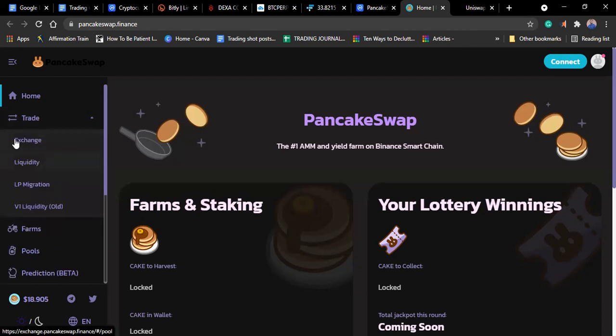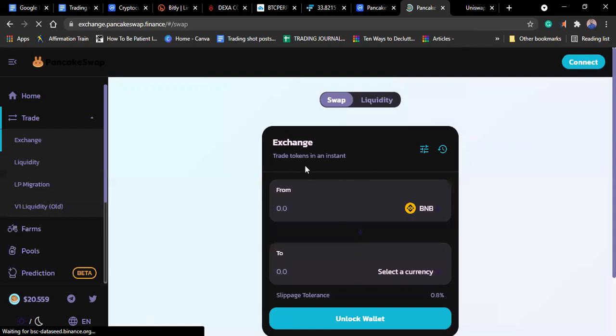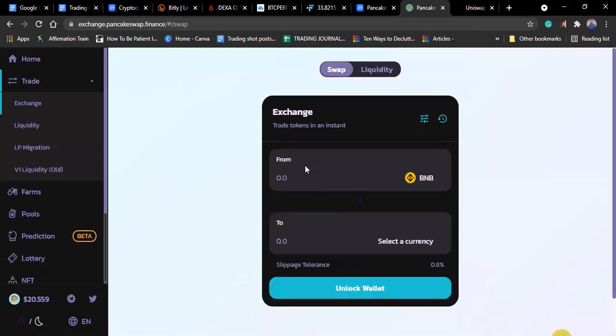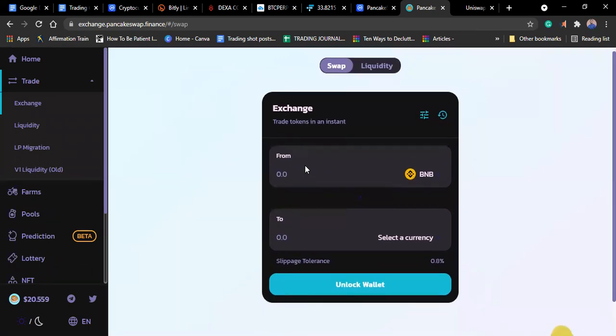Then under trade, you can go to the exchange. You can provide liquidity, pool migration, but exchange and liquidity are the two main things people do on that trade. So you click on exchange, and you can see that it looks similar to the last one we're coming from. It looks similar to Uniswap. Why? Because like I said, it's a fork or a copy of Uniswap.